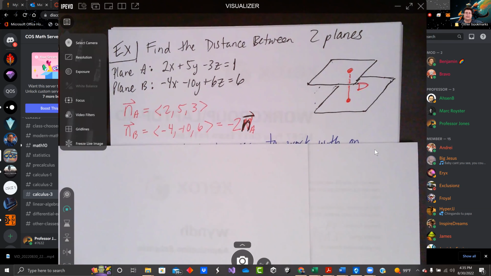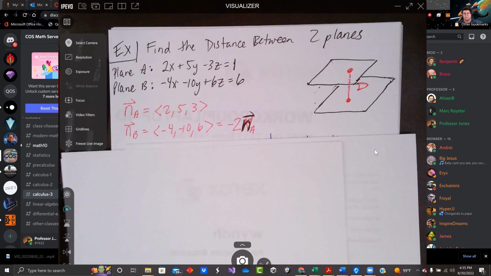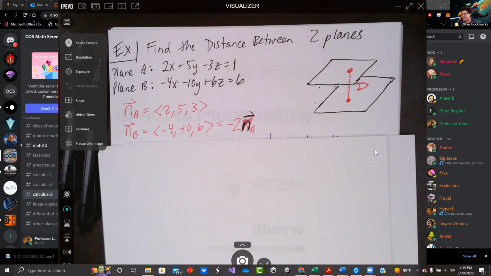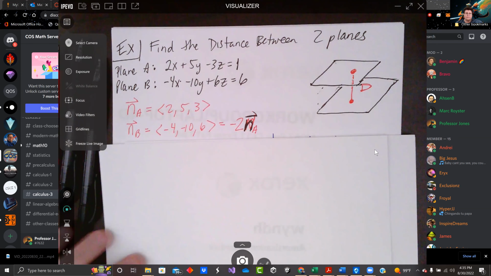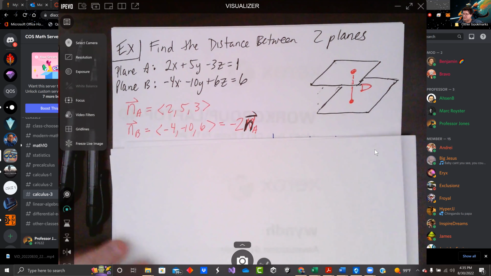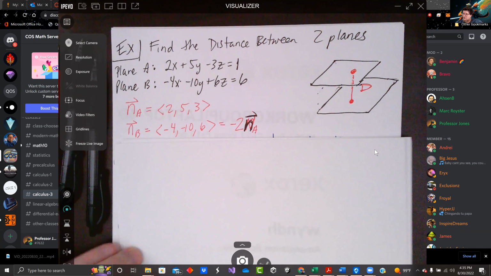B is negative 4, negative 10, and 6. So I can write that as negative 2 times the normal for plane A. And the one on A is the most simplified version of it. 2, 5, and 3 are all prime numbers. We're going to use that one as we do stuff.